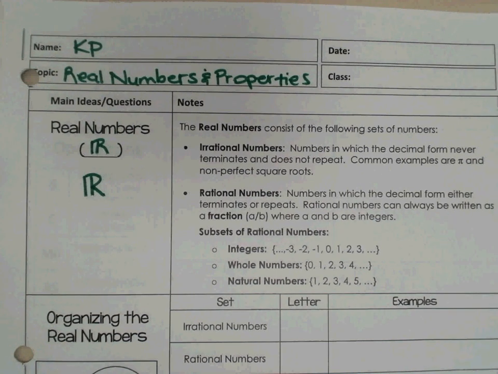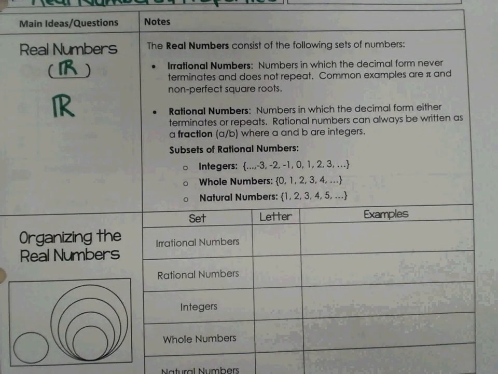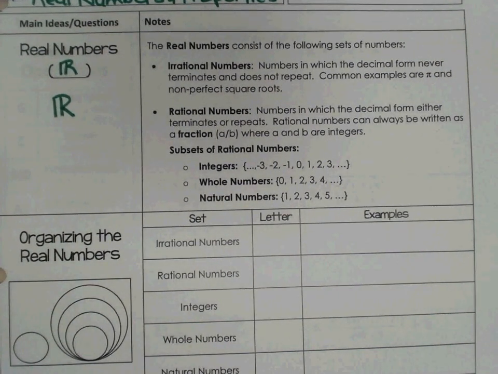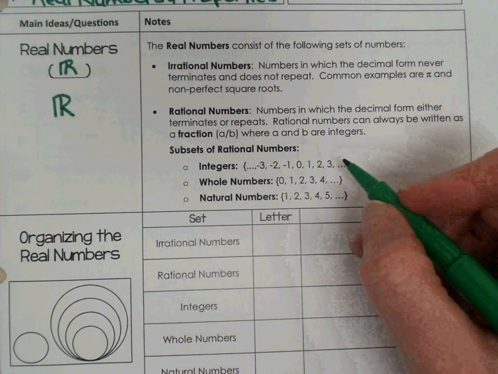Rational numbers, can you read that one for us, please, Brooke? Numbers in which the decimal form either terminates or repeats. Rational numbers can always be written as a fraction, a/b, where a and b are integers. Excellent, thank you. So rational numbers happen to have several subcategories as well. Underneath rational numbers, we have the subsets, integers.